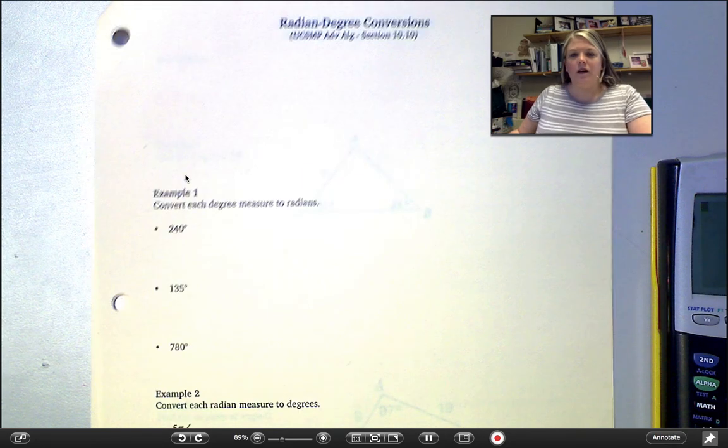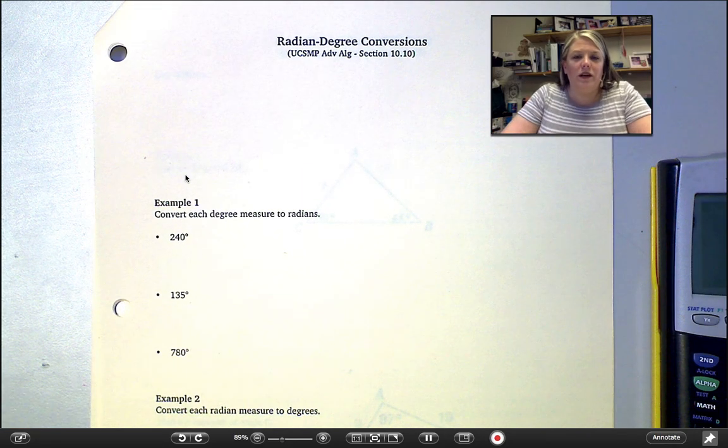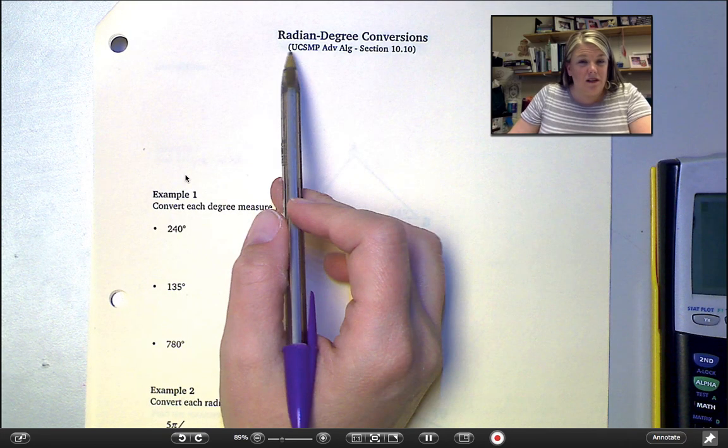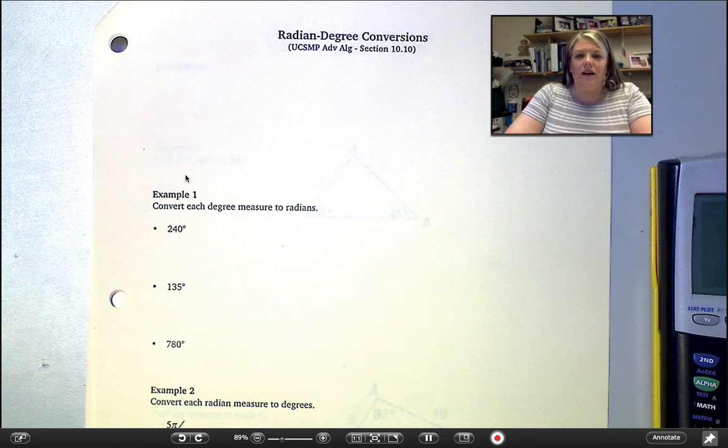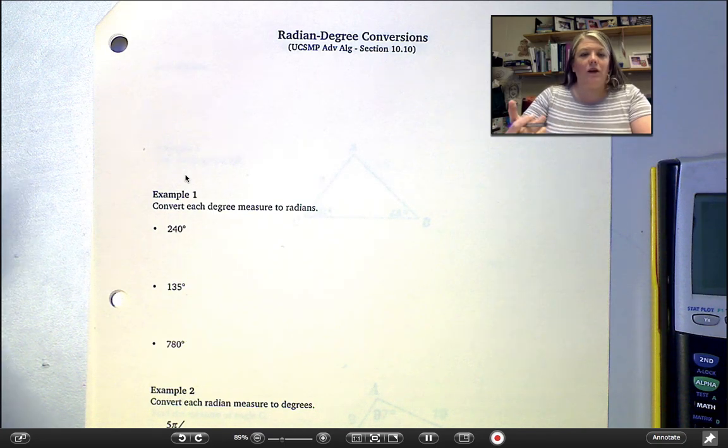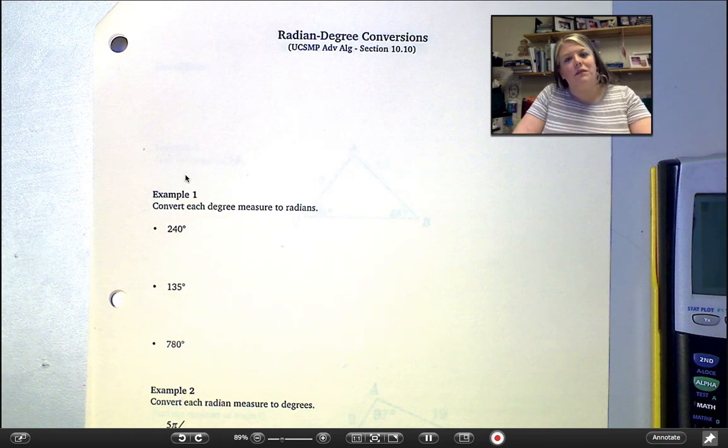Hi everyone. Today we're talking about radian and degree conversions. And these conversions are really going to be helpful for those of you who maybe don't love radians so much. That's like the pies and the fractions and all that. Okay. And I say that because what we're going to talk about today is how to take those radian measures and turn them into degree measures, or vice versa if we needed to.